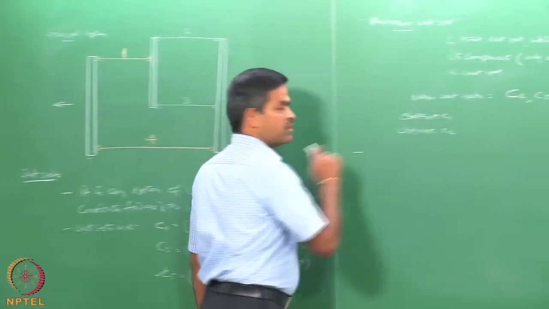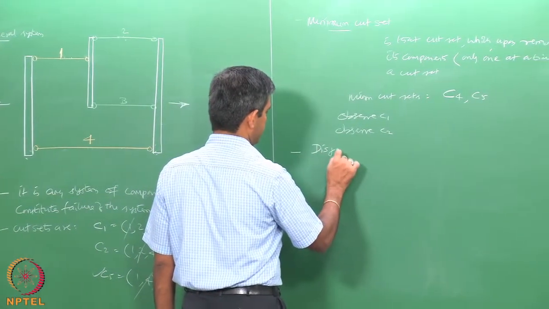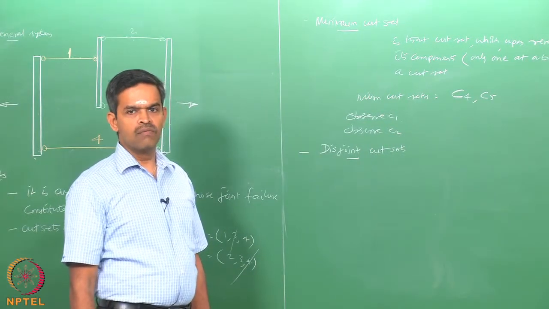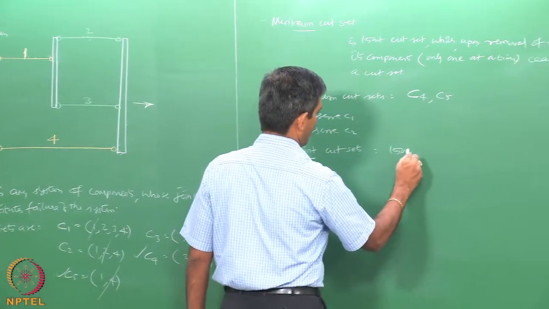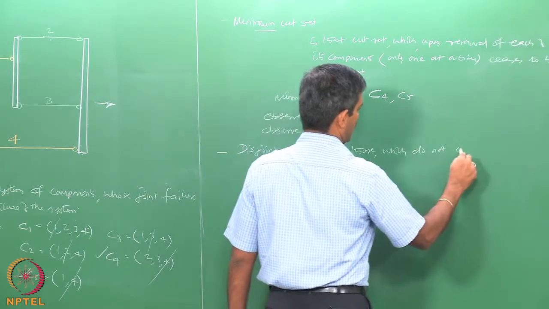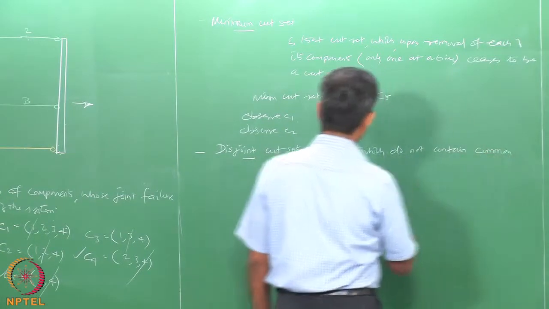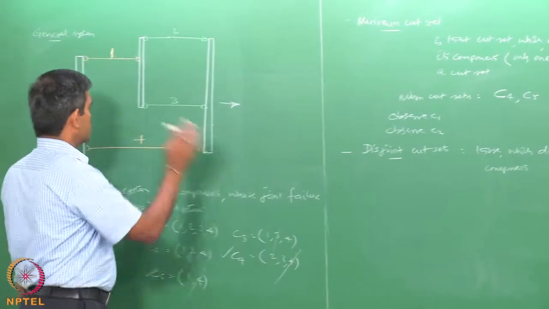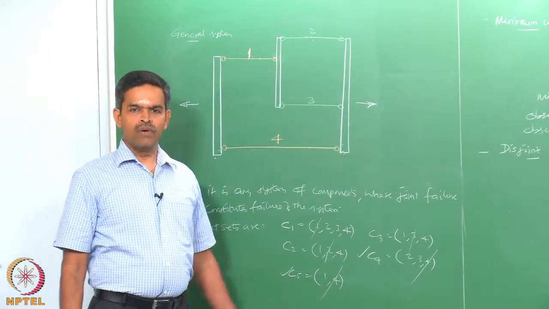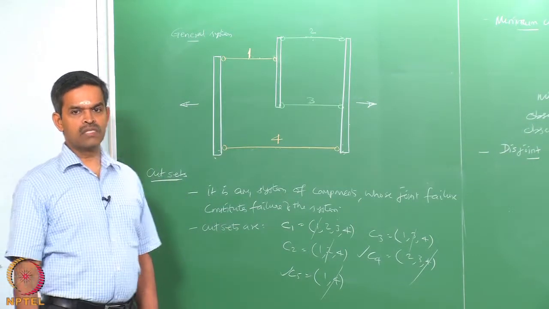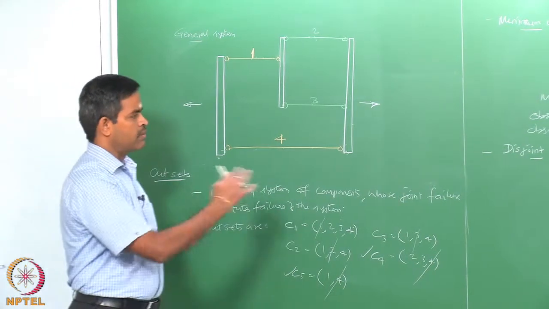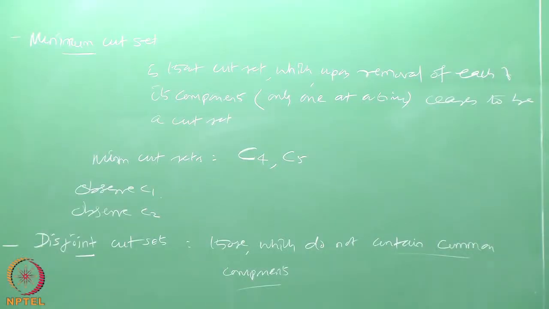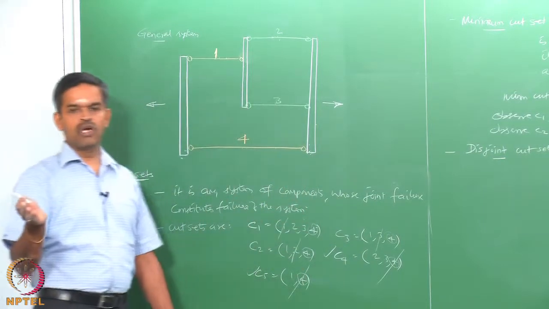So, let us then define what are disjoint cut sets. Disjoint cut sets are those cut sets which do not contain common components. Let us refer this to this example again. These are the cut sets we have, C1 to C5. For this example, there are no disjoint cut sets, because each cut set contains component 4, is it not? All of them contain component 4. Disjoint sets are those which do not contain a common component, whereas C1, C2, C3, C4, C5, all of them have 4, is it not? So, I do not have a disjoint set in this example.